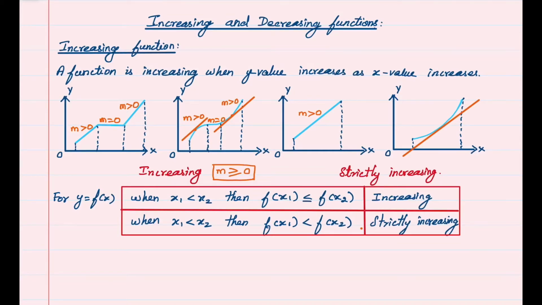Therefore, the slope is greater than 0. From the third and the fourth figures, we can say that the condition for strictly increasing function is m is strictly greater than 0. In all the four figures, we can say that the function is increasing. So remember, it is okay to say that it is increasing, but it is not okay to say that it is strictly increasing unless m is strictly greater than 0.